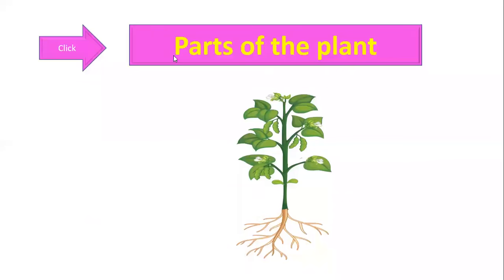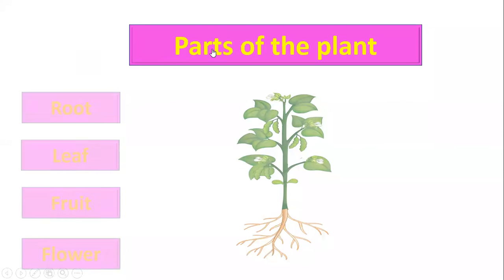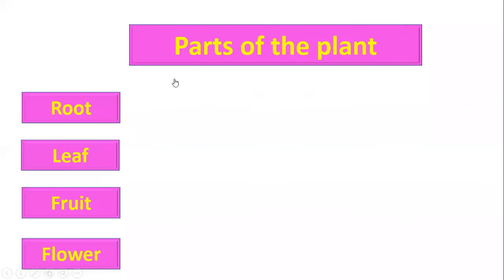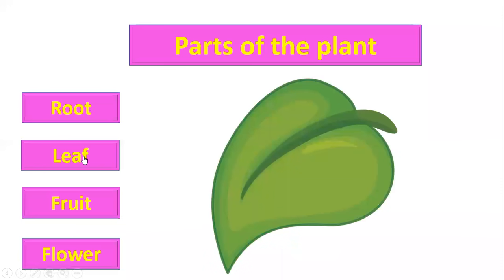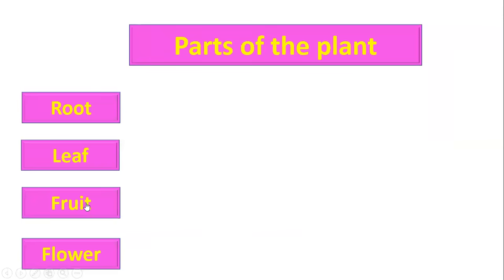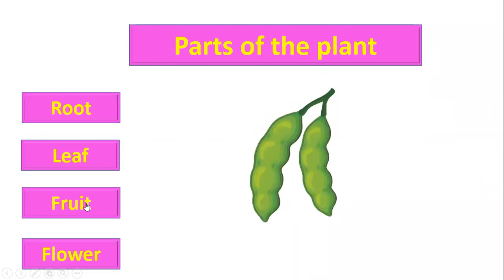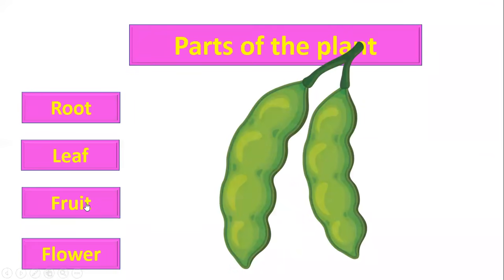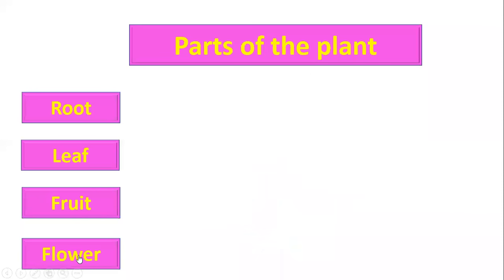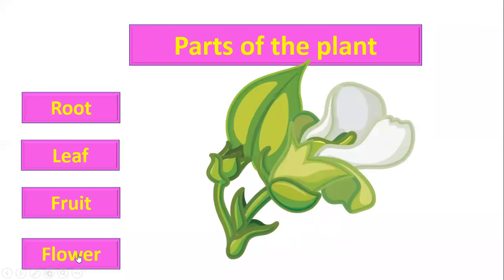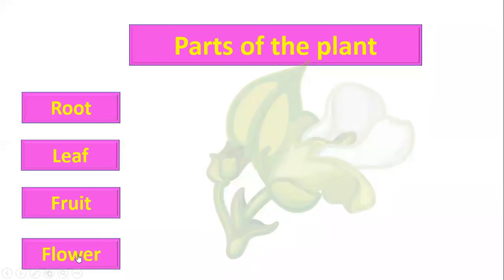I am going to click on parts of the plant. Going to click on root. I'm going to click on leaf. Then I select the fruit. Then I click on flower. Okay, our scene is over.